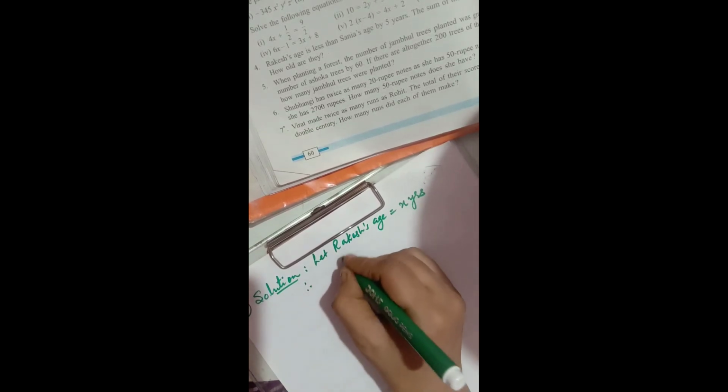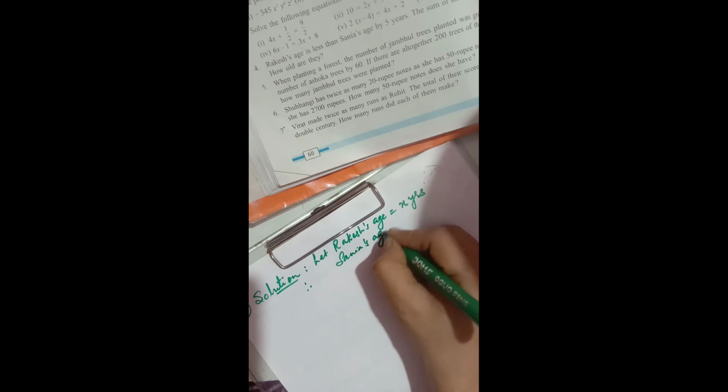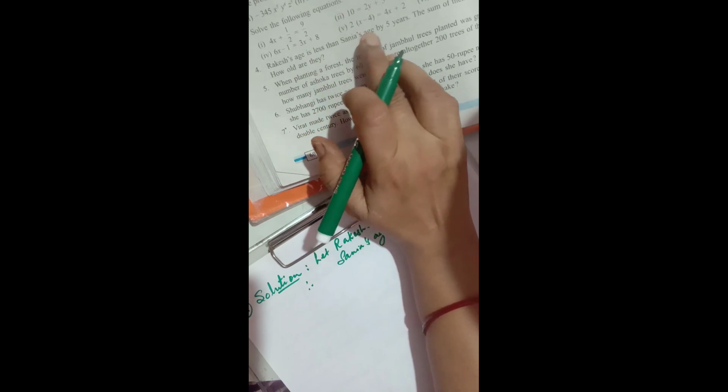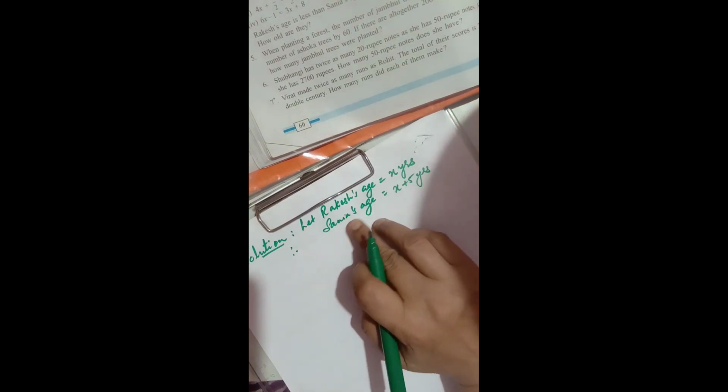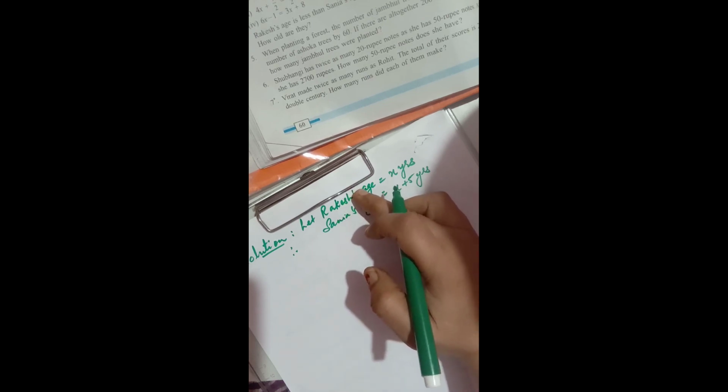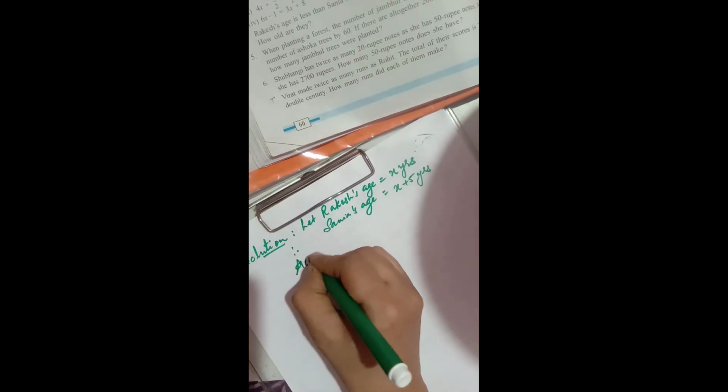Let Rakesh's age be x years. Therefore Sania's age is equal to, she is 5 years older, yes or no, 5 years older, so it will be x plus 5 years. Now here children, suppose you assume Sania's age as x, then Rakesh's age will be x minus 5. If you frame the equation that way also, your answer will be correct. Both ways you can do it.